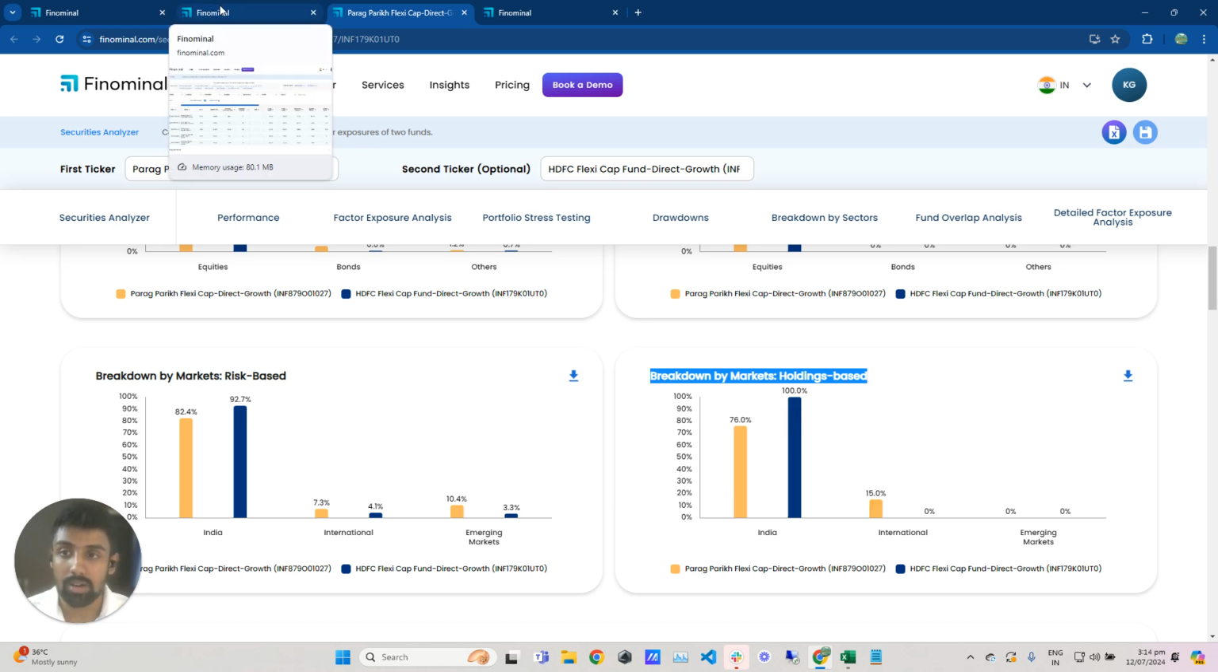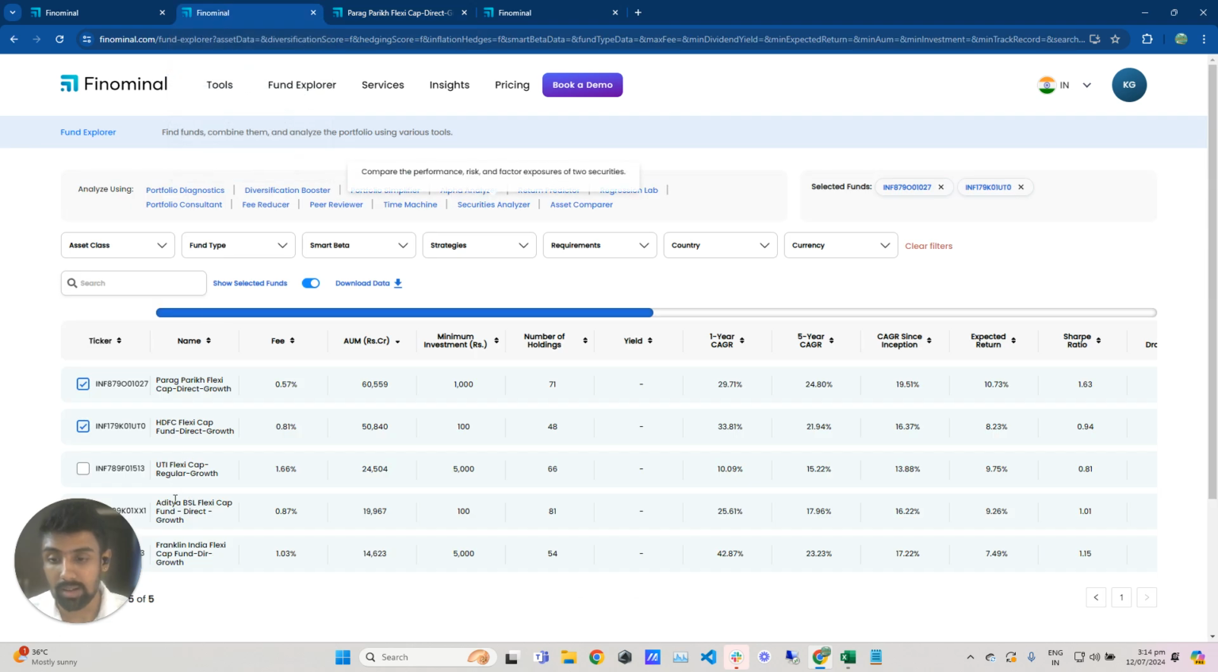If you check the international exposure for the other funds like Aditya Birla Flexi Cap or Franklin Flexi Cap, it has 0% exposure to international equities. So we can safely say that the outperformance in the Flexi Cap category can be attributed to international equities.